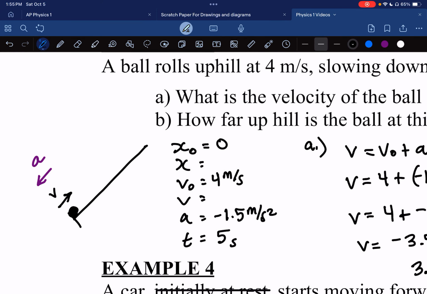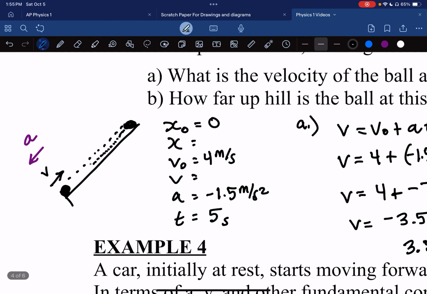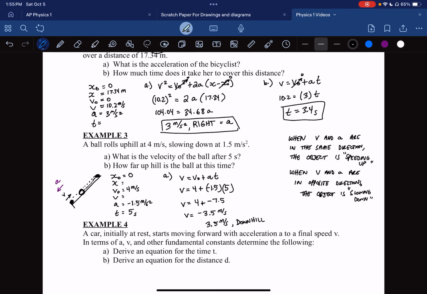So what that implies is the ball has gone up, it's made it to its highest point, and it has started to roll back down. After 5 seconds, it is moving negative 3.5, which will be somewhere right here, let's say. Okay, I need the space.